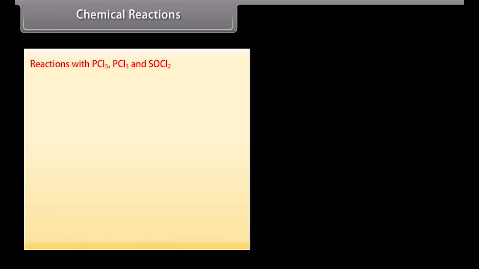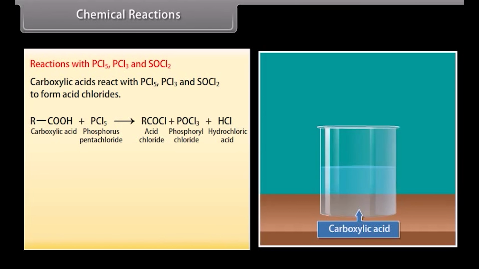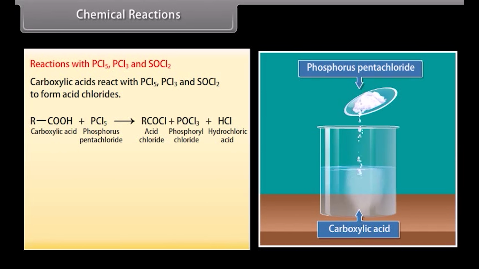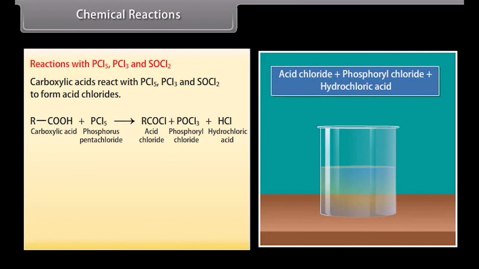Chemical reactions. Reactions with phosphorus pentachloride, phosphorus trichloride, and thionyl chloride. Carboxylic acids react with phosphorus pentachloride, phosphorus trichloride, and thionyl chloride to form acid chlorides. Carboxylic acid reacts with phosphorus pentachloride to form acid chlorides, phosphoryl chloride, and hydrochloric acid.